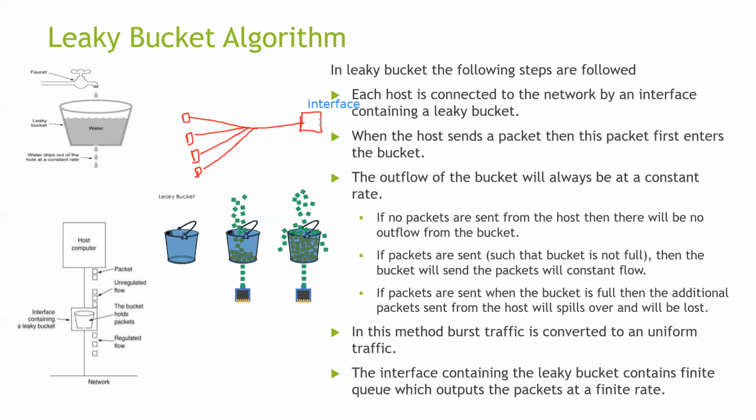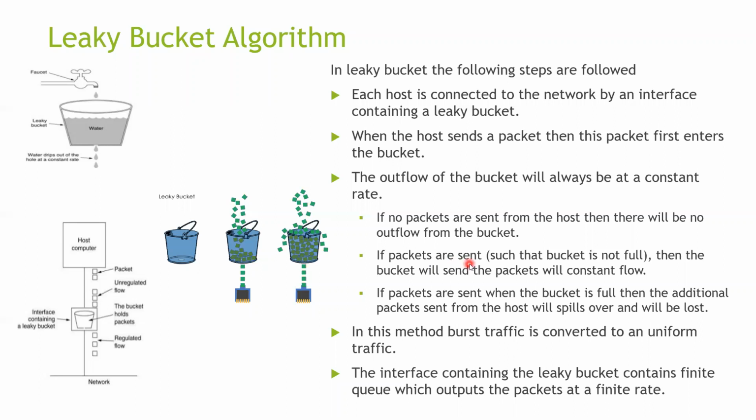For example, in 1 second, if the output is 4 packets, then in the next 1 second it will again send 4 packets of the same size. That is what constant rate means. Now, if no packets are sent from the host, what does that mean? The bucket is empty. Then there will be no outflow from the bucket because the bucket is empty.